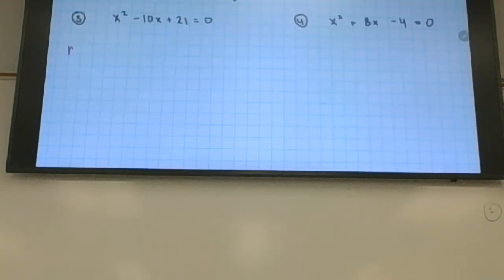All right, so we need to find numbers that will multiply to 21 and add to -10.